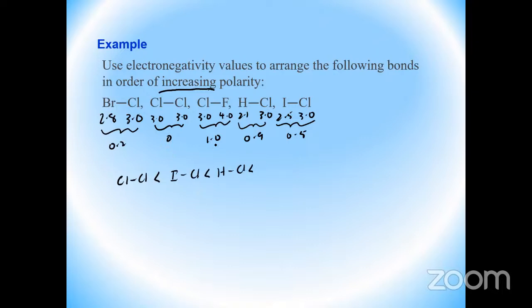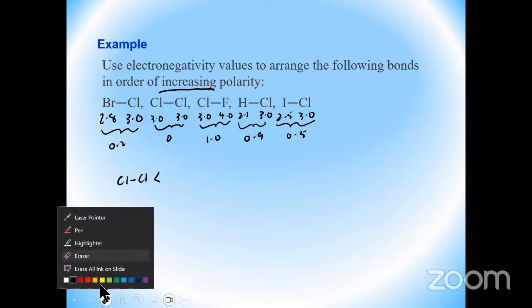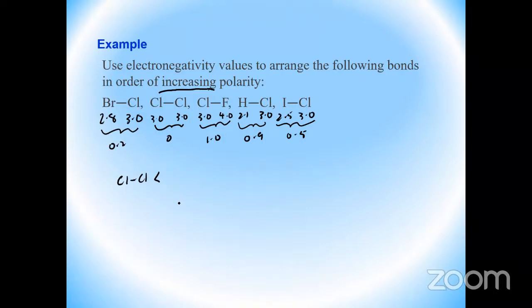I misspoke. My bad. Because the bromine to chlorine is 0.2, so that would follow the 0. So let me erase this here. My bad. That's my fault. Okay, so bromine to chlorine would be the next one after chlorine to chlorine. And then iodine to chlorine. And then hydrogen to chlorine. And then chlorine to fluorine. So that would be the answer.